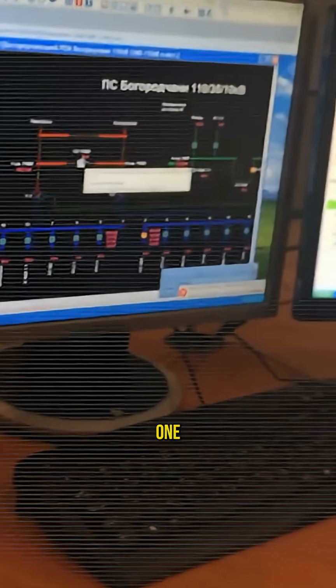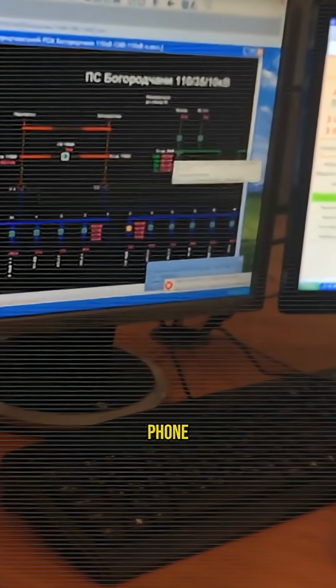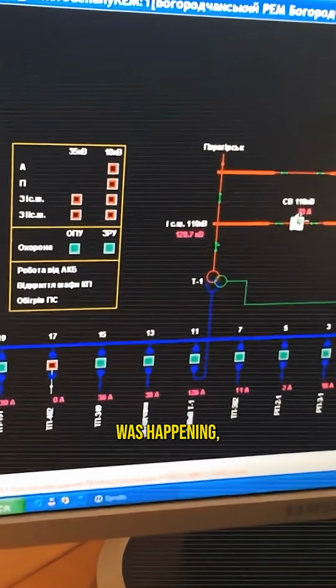It was like watching a ghost take control of your computer, except this ghost was turning off the power for 250,000 people. Spooky. One technician actually grabbed his phone and started filming his screen, thinking maybe he could prove what was happening. But he had no idea he was recording cybersecurity history.